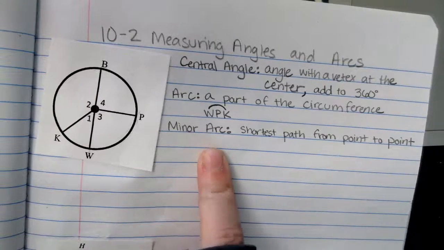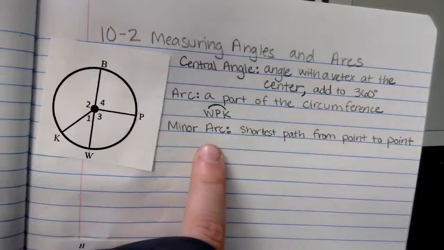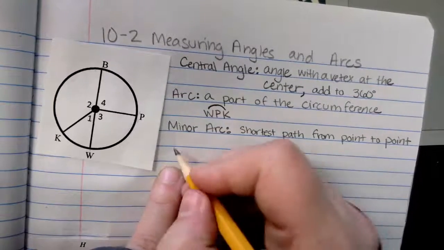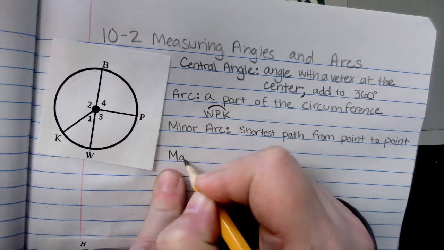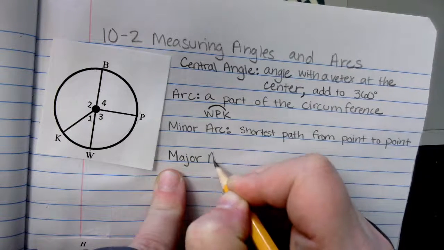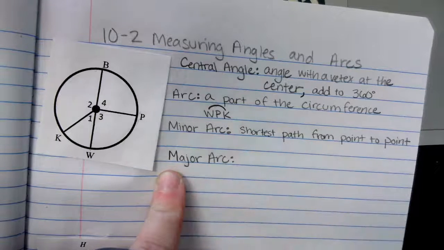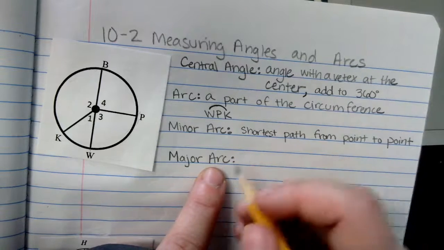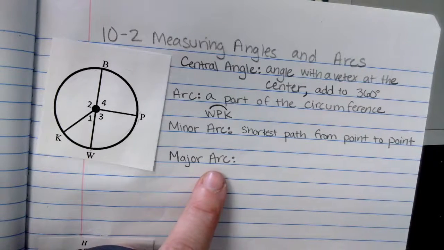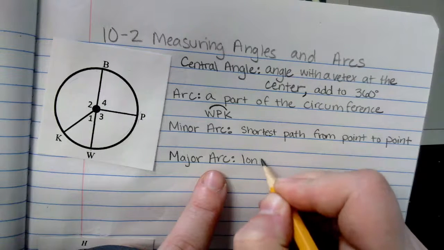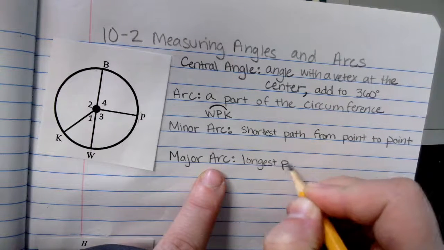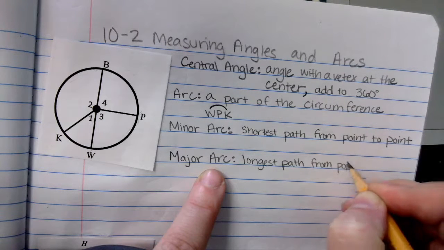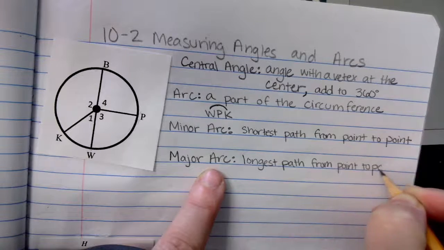So if we have a minor arc, the other type is called the major arc. If minor is the shortest path from point to point, major arc is the longest path. Now again, we can't just automatically say, okay, BK is the major arc, because it's not really just about the space. It depends on what point we're going from and what point we're going to that determines the major or the minor. So let's pick any point to start at.